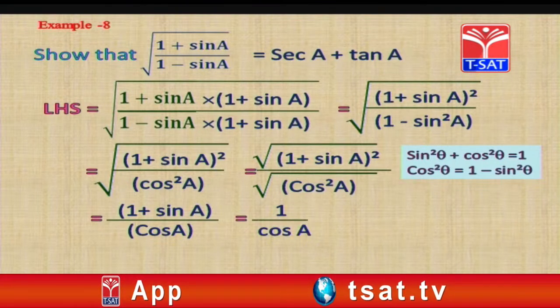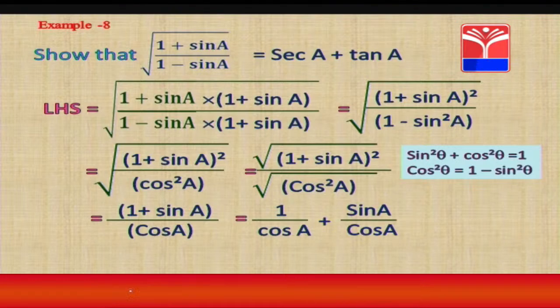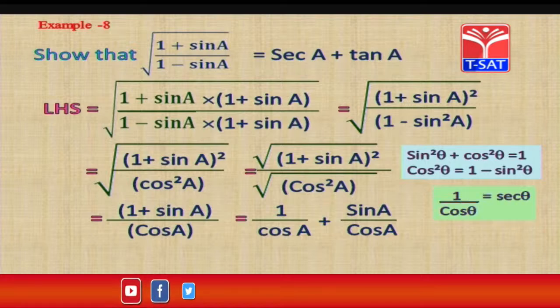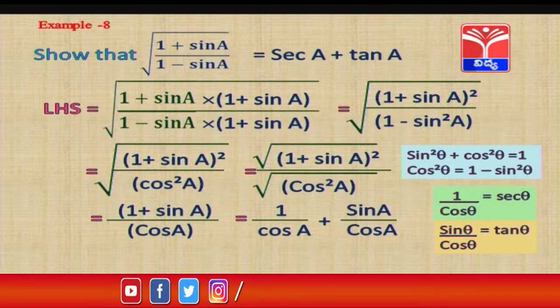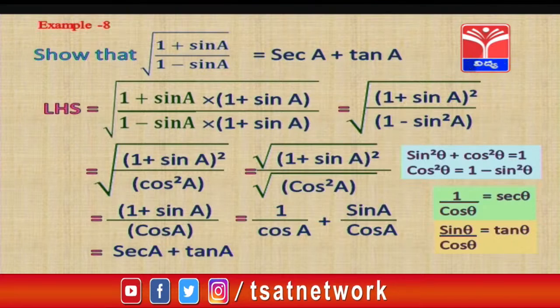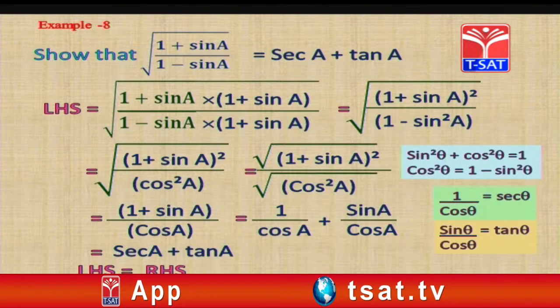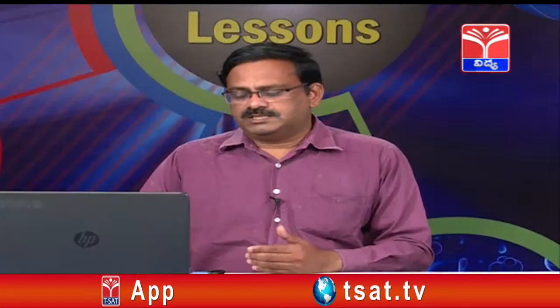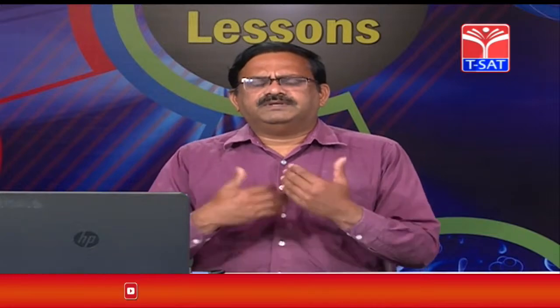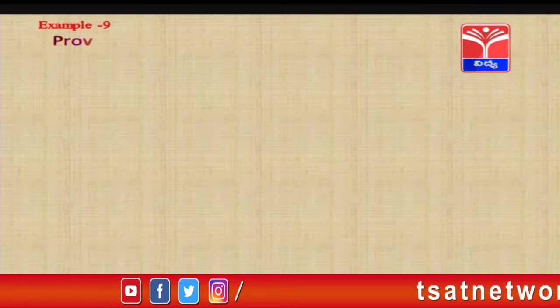I will separate them, 1 by cos a plus sine a by cos a, where 1 by cos a can be written as sec a, right, and sine a by cos a can be written as tan a. So, I am getting here the answer as sec a plus tan a. So, LHS equal to RHS, hence proved. So, now we have one more example for you. Let us see how it is going to be solved here.